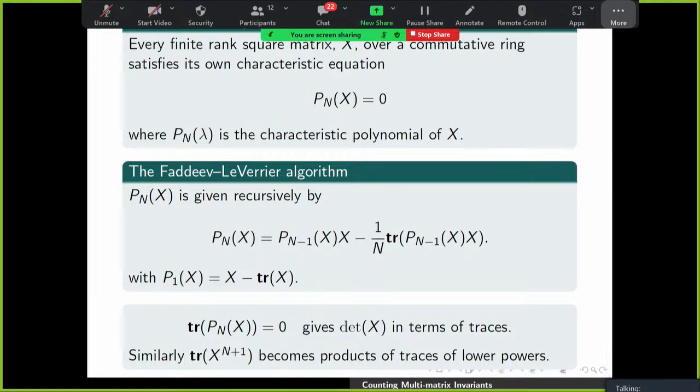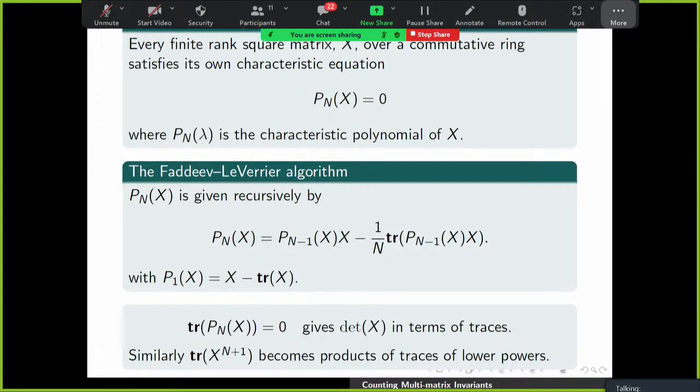You see that P1 is a 1 by 1 matrix, so P1 of x is equal to x minus trace of x. That's obviously true. It's going to be 0 if I put x into this expression. Pn is generated by this iterative relation, and it tells you, since x satisfies its own characteristic polynomial, Pn of x is equal to 0, and the trace must also be equal to 0.